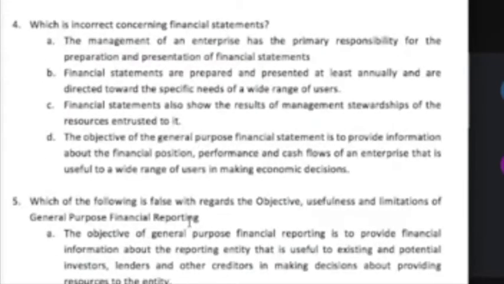Number 4, which is incorrect concerning financial statements. Our answer, sir, is letter B. Okay, letter B. Financial statements are prepared and presented at least annually and are directed toward the specific needs of a wide range of users. The explanation, sir, is letter B states that the financial statements are directed towards the specific needs of a wide range of users instead of their common needs, which makes it incorrect. So that means Alpha, Charlie, and Delta are true statements. Okay, so please make sure to absorb Alpha, Charlie, and Delta, class. So number 4 again is Bravo.